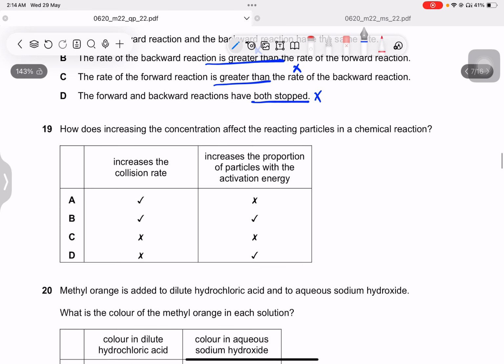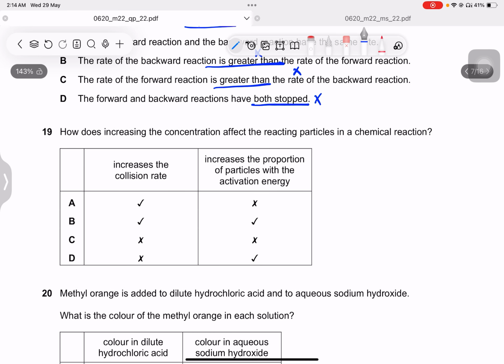Next, how does increasing the concentration affect the reacting particles in a chemical reaction? When you increase the concentration, you increase the number of particles per unit volume. So per unit volume, there are more particles now, so more chance of collisions. So yes, the collision rate increases. Now, increasing the proportion of particles with the activation energy is done when you increase the temperature. You provide the heat energy for the particles to gain the activation energy. So this is not true just by increasing or decreasing the concentration.